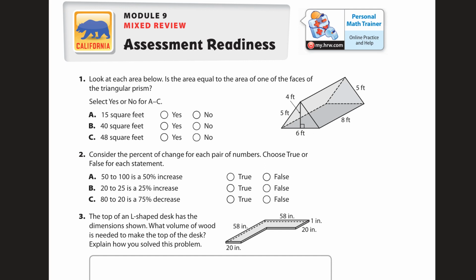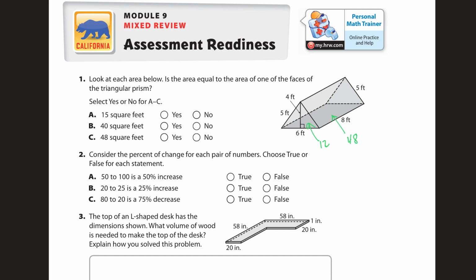So for this front part, that front area is 12. I don't see 12 anywhere there. I'll move on. How about the bottom? The bottom here is 6 times 8, which is 48. This back one, that's going to be 12. You know what? I'll undo that there.